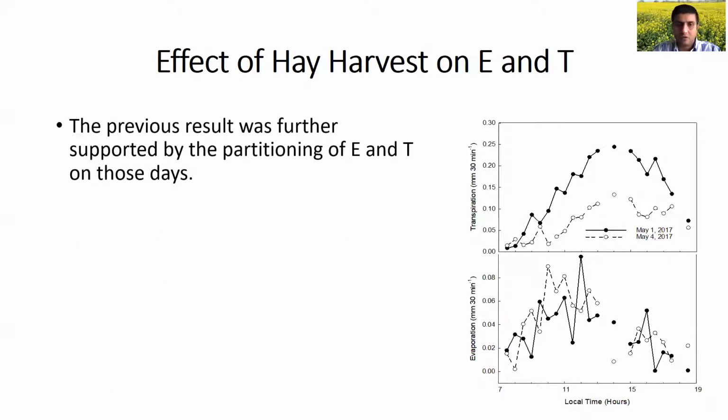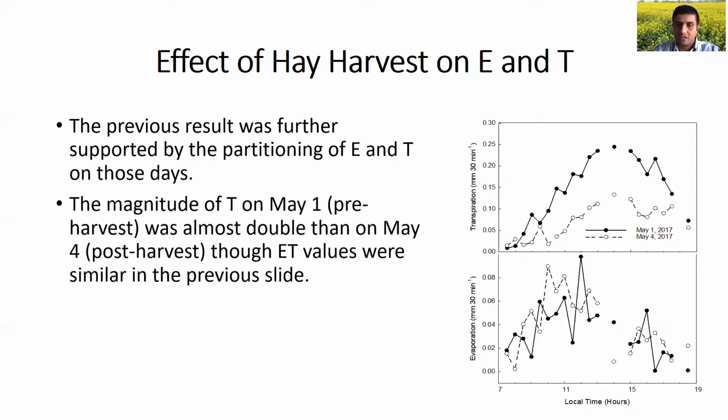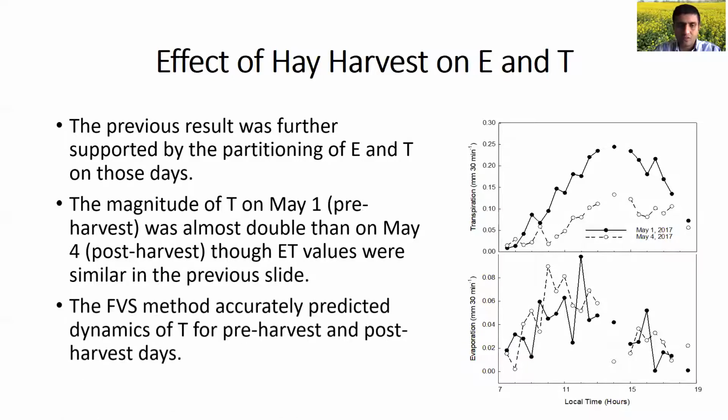The previous result was further supported by the partitioning of E and T on those days. If you see here on the top figure, the magnitude of T on May 1, which was pre-harvest, was almost double that on May 4, post-harvest, though ET values were similar in the previous slide. The FVS method accurately predicted the dynamics of T for pre-harvest and post-harvest days.